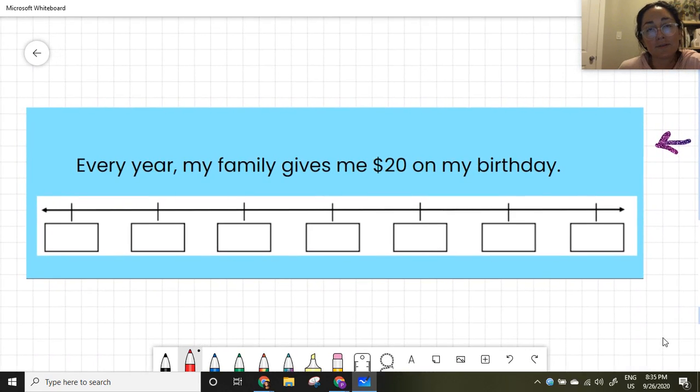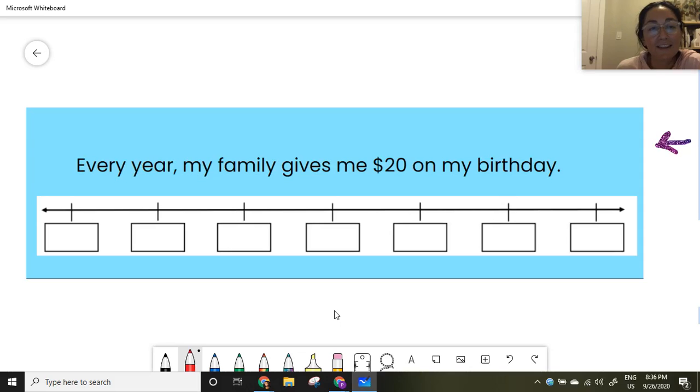Number lines can be used to illustrate a story. In this story, every year, my family gives me $20 on my birthday. So maybe I started with $0 in my account, or maybe I started with $100 in my account. Then on my next birthday, I get $20. So now I have $120. The following year, I get another $20 on my birthday, and now I have $140. The next year, I get another $20, and so how much do I have now?